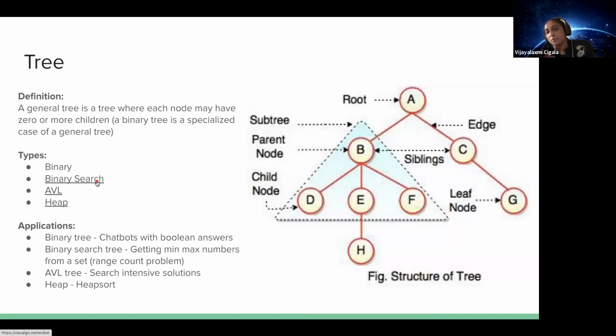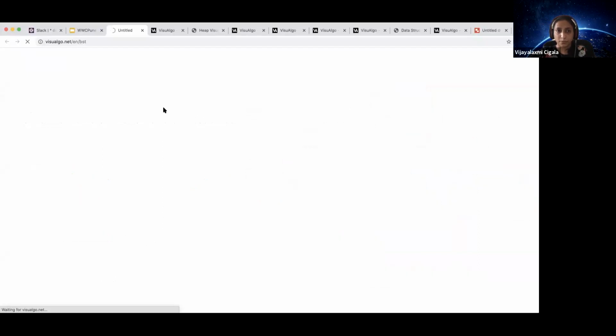A specialized form of a binary tree is a binary search tree. Let's see what a binary search tree is. It still adheres to the principle of a binary tree, which is it has at the most 2 child nodes. But a binary search tree is an ordered tree, and we'll talk about why it is an ordered tree.